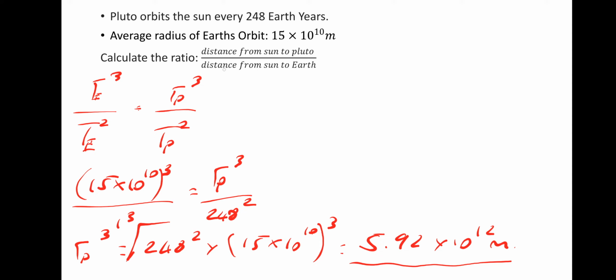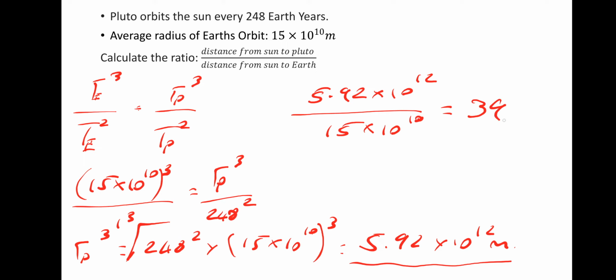Then we just need to finish this off doing the ratio, distance from Sun to Pluto divided by distance from Sun to Earth. So it will be 5.92 times 10 to the 12 divided by 15 times 10 to the power of 10. And if you calculate that, you'll get 39.5. So essentially, Pluto is 39.5 times further away from the Sun than the Earth is.